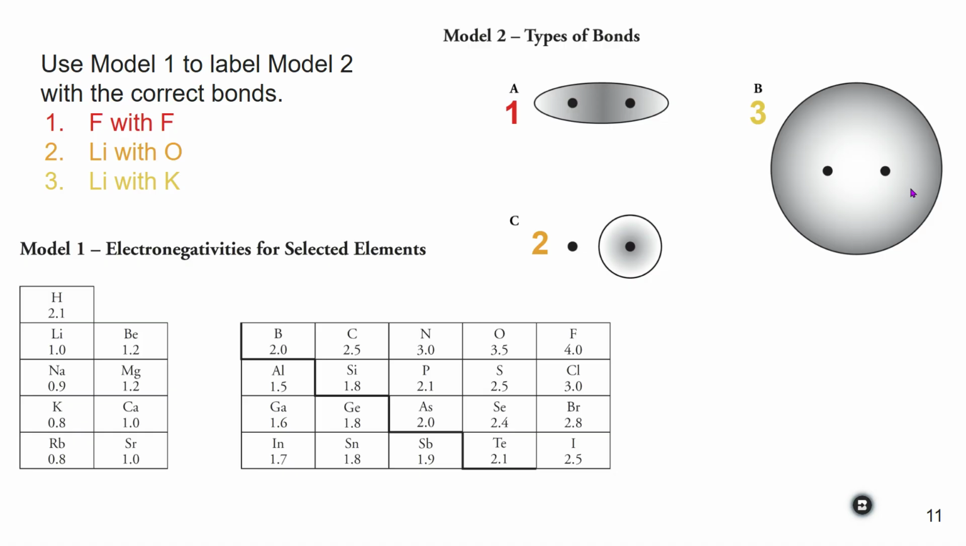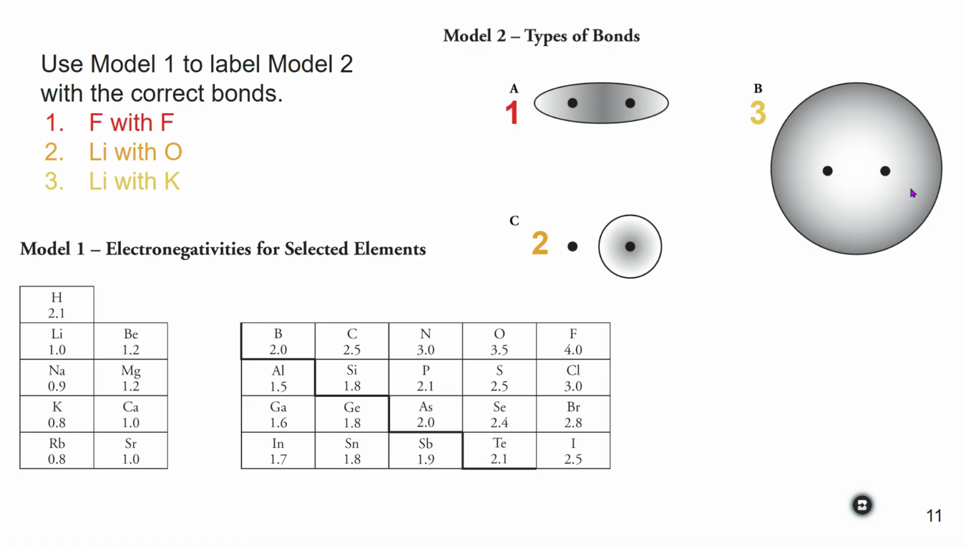Lithium has an electronegativity value of 1. Potassium has an electronegativity value of 0.8. Comparing with the rest of the electronegativity values you see on the table, those are very low. And you almost might think that, gosh, these guys don't really care what happens with their electrons. So that gives it that spherical shape.